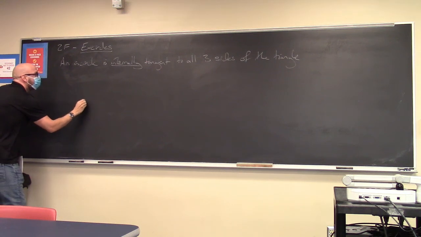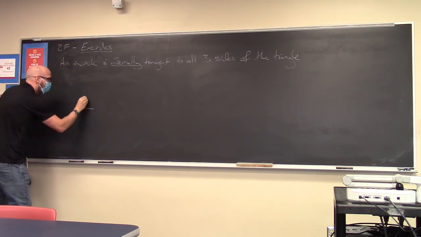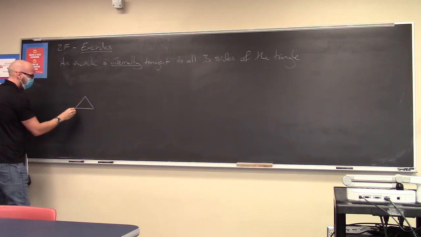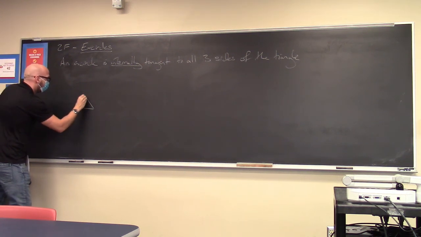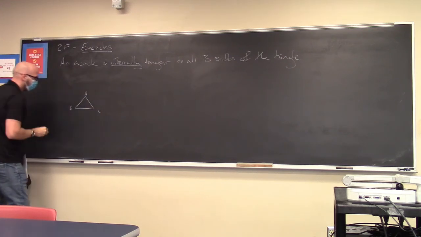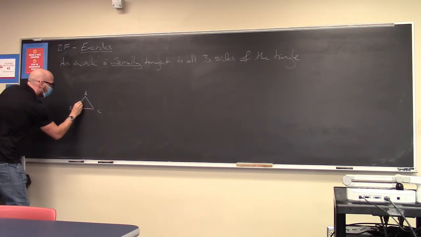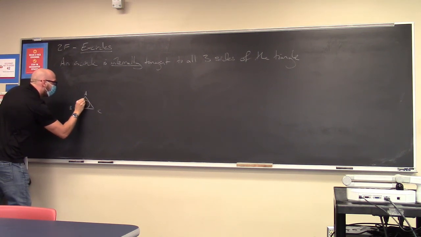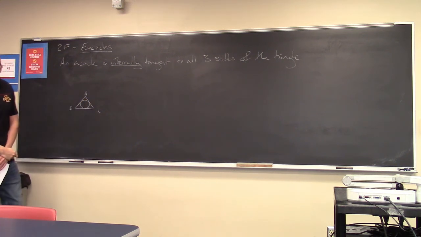I'm going to draw this fairly small down here because I'm going to need a lot of space. But here's my triangle, A, B, C, and the incircle is tangent to all three sides.